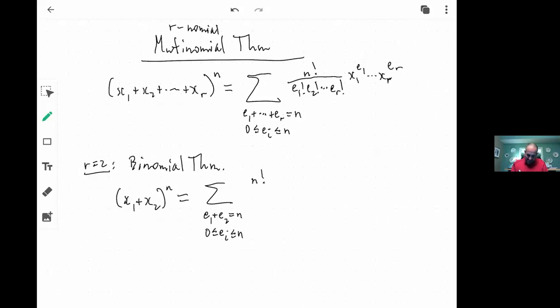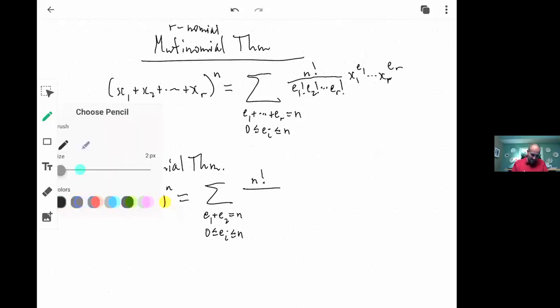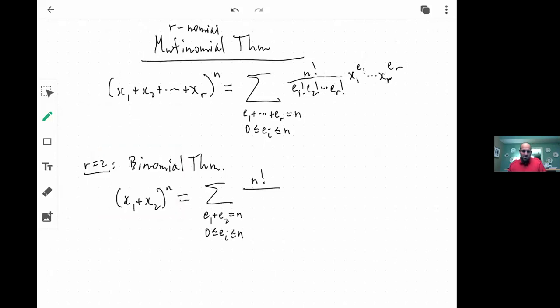Okay, it's going to be n factorial over, and here's the funny thing. Look at this. If I know that E1 plus E2 is equal to n, I know what E2 is, right? This is the same thing as saying that E2 is just n minus E1. And then all I have to do with this second condition is just make sure that E1 runs between 0 and n. And then E2 is taken care of automatically.